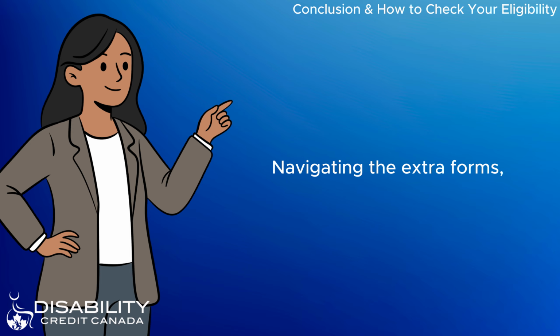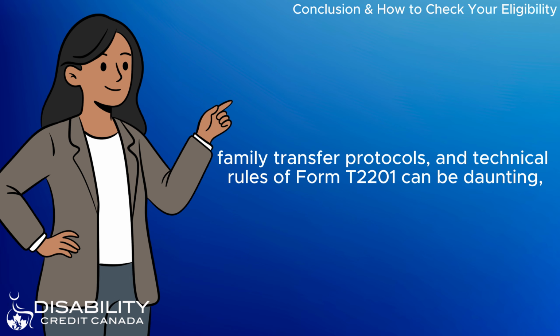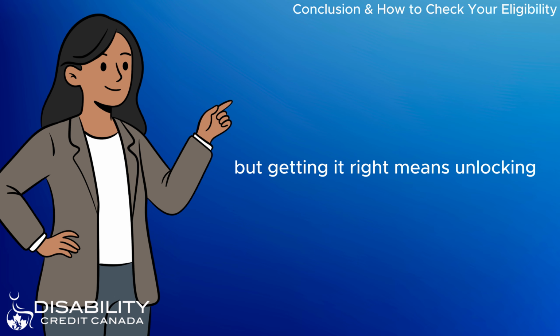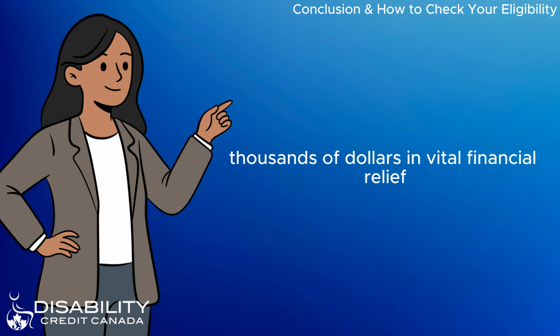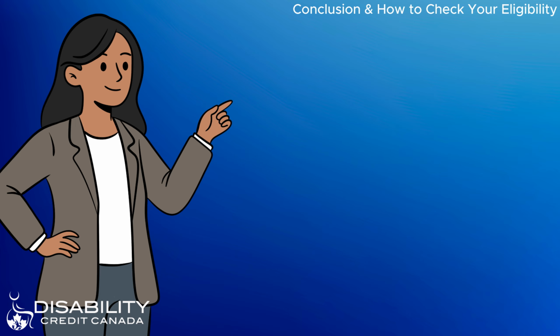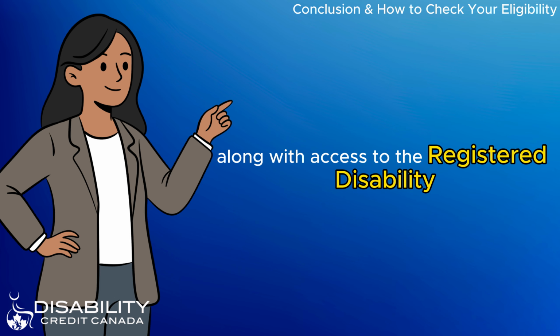Navigating the extra forms, family transfer protocols, and technical rules of Form T2201 can be daunting, but getting it right means unlocking thousands of dollars in vital financial relief, along with access to the Registered Disability Savings Plan, or RDSP.